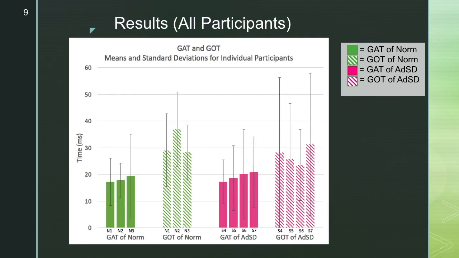This graph shows the individualized means and standard deviations for each participant. Again, on the left, green, vocally normal participants, and on the right, pink, for participants with ADSD. In looking at GAT data, 2 participants with ADSD, S6 and S7, had slightly larger means than those of each norm, and 2 had very close mean values for GAT. In the glottal offset data, 3 participants with ADSD had shorter mean GOTs than norm. Additionally, in the GAT and GOT data from participants with ADSD, one will notice the standard deviations are larger in comparison to the standard deviation of norm.